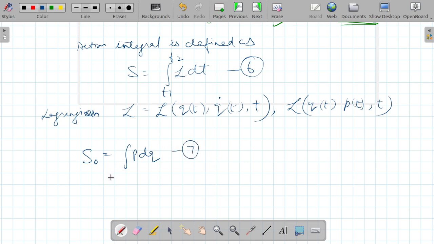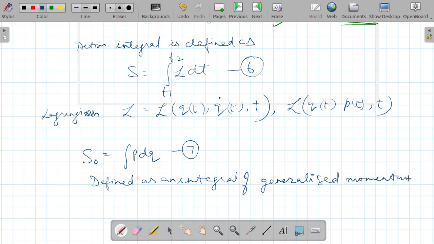and this S naught is defined as an integral of generalized momentum along a path in generalized coordinate.